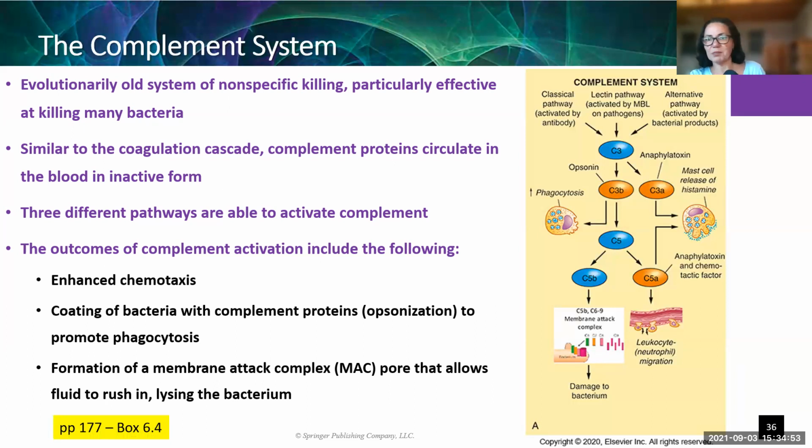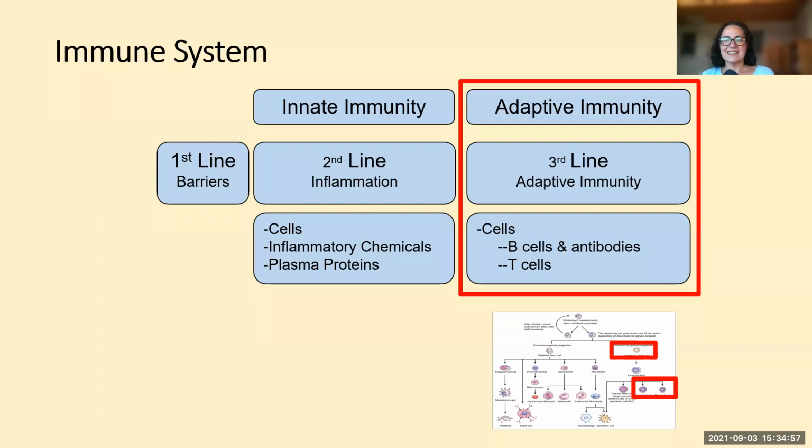All right, so that's how complement works. Now we're going to turn our attention. We finished here with plasma proteins, and now we're going to look over at adaptive immunity. You'll remember the cells here are from the lymphoid line, the B cells and the T cells.